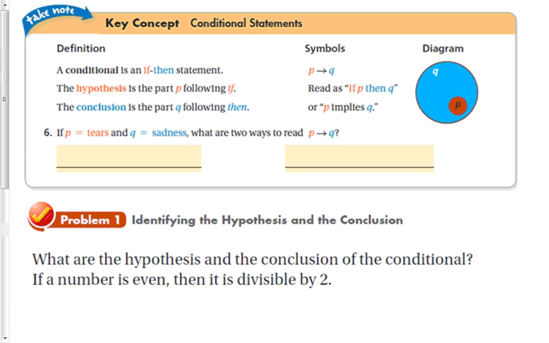All right, here's a key concept, conditional statements. A conditional is an if-then statement. The hypothesis is the part following the if, and the conclusion is the part following the then. And this is the shorthand way of writing that. The P means the hypothesis, the Q means the conclusion. And you can write it some different ways and say it some different ways. Go ahead and see if you can answer number 6, the 2 ways to write it.